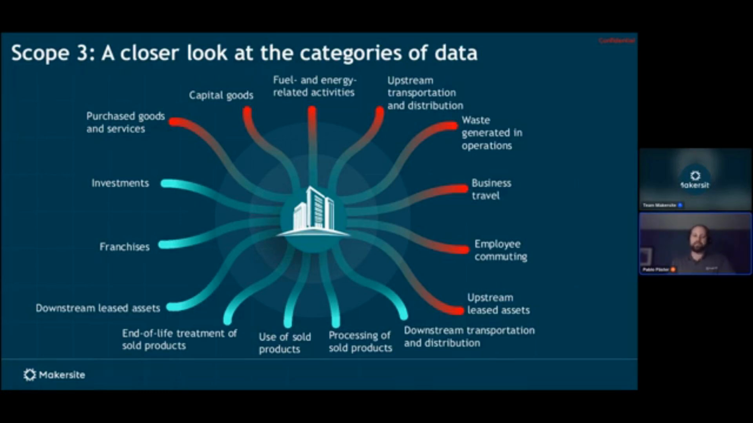Additionally, some emissions categories, such as 10, 11, and 12, which are processing of sold products, use of sold products, and especially end-of-life treatment, might not occur for many years after you have produced the product and it's left your factory gate.